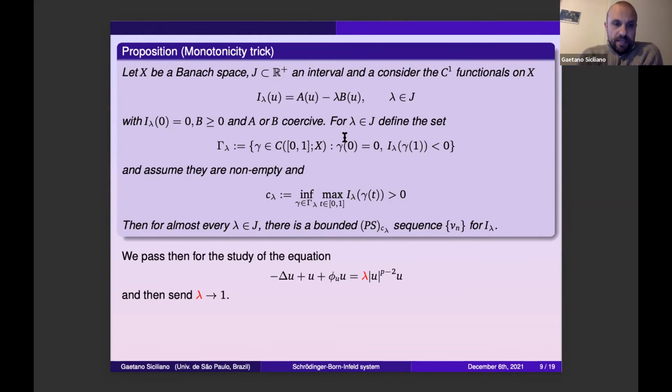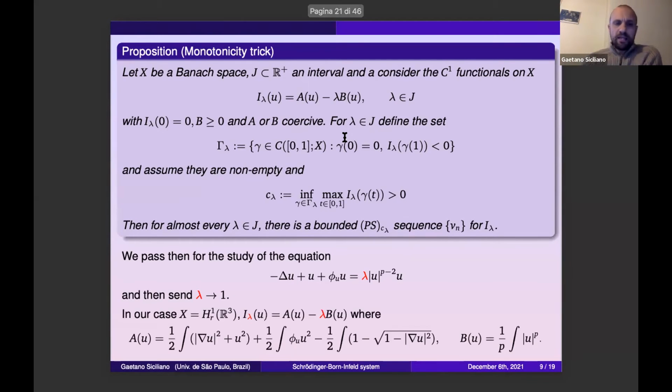And the fact is that the study is done in this way. You consider this equation by adding this lambda. Of course, you want solutions whenever lambda tends to 1, because when lambda is 1, we have our equation.